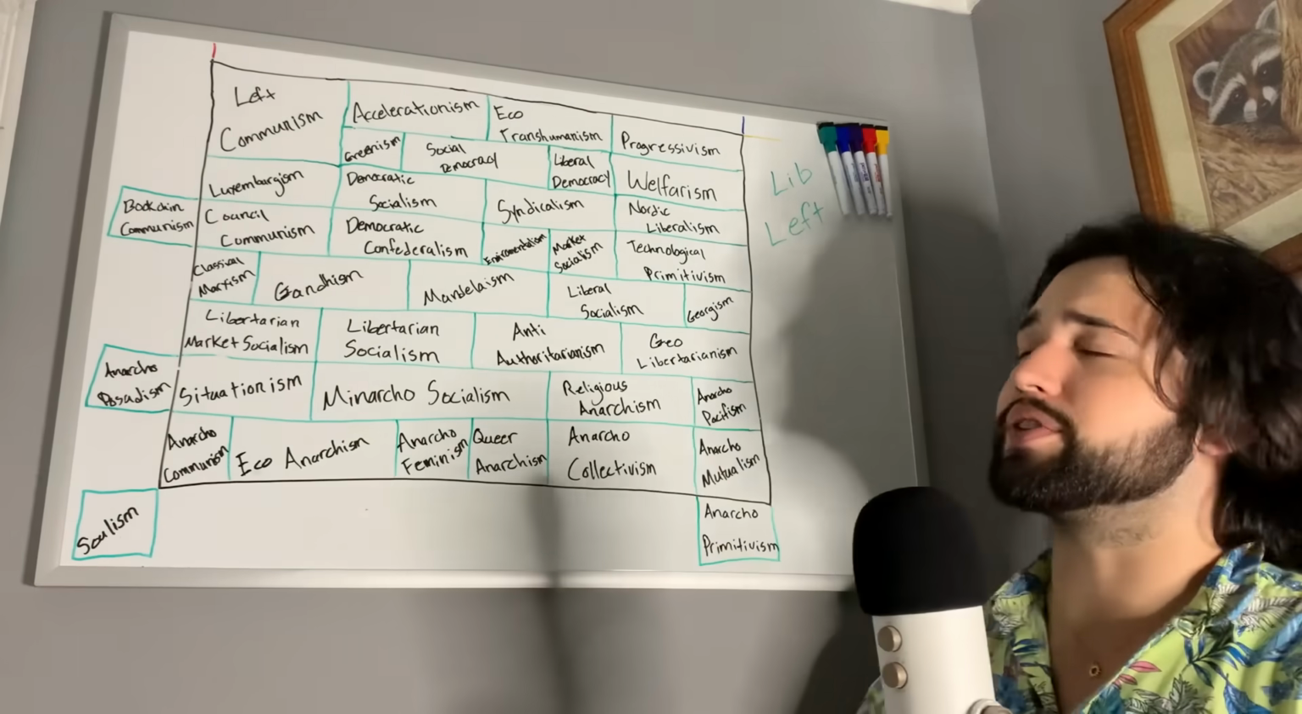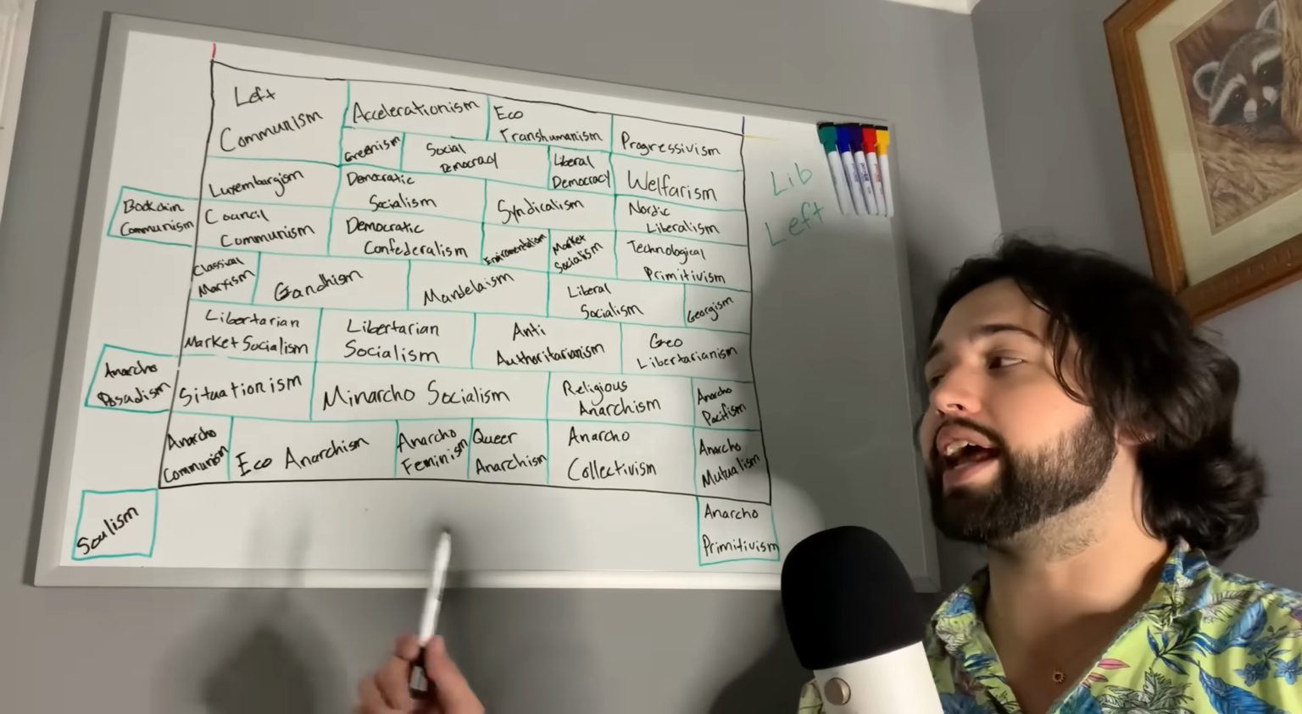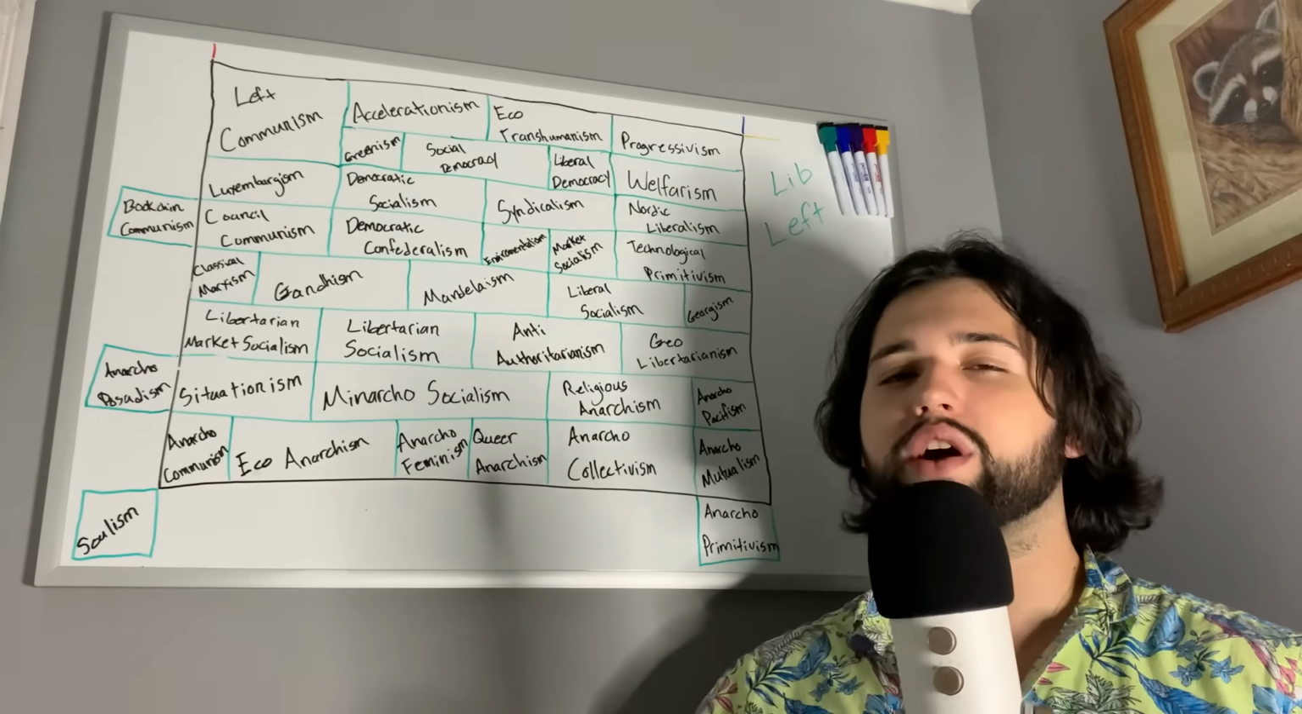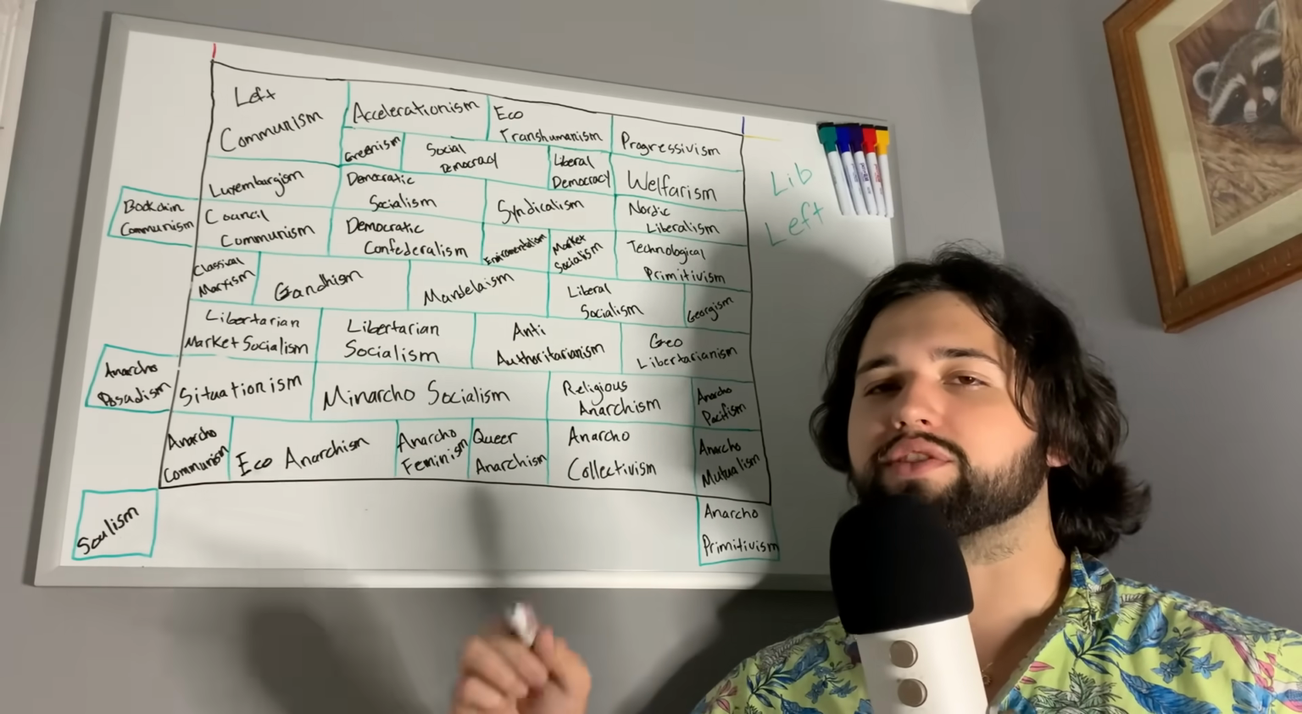So that is it for the libertarian left quadrant. Next, we are going to move over to the right with the libertarian right, which will be the final quadrant of the video. So I will change shirts and be right back.